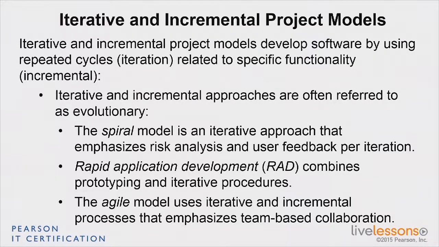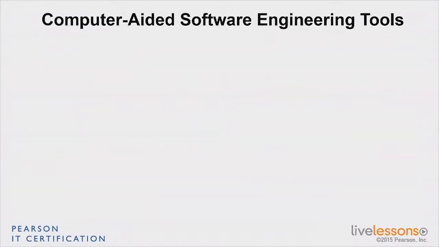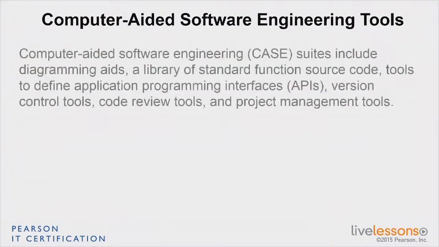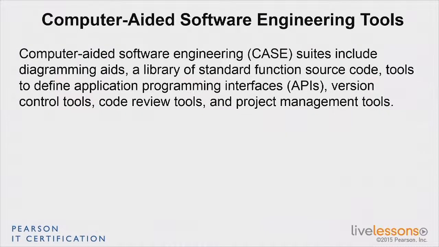And then lastly, the Agile model uses iterative and incremental processes, so the repeated cycle related to specific functionality, but it emphasizes team-based collaboration. Regardless of which model is employed, computer-aided software engineering tools, known as CASE, are going to be utilized. So computer-aided software engineering, CASE suites, include diagramming aids, a library of standard function source code, tools to define application programming interfaces or APIs, version control tools, code review tools, and project management tools.